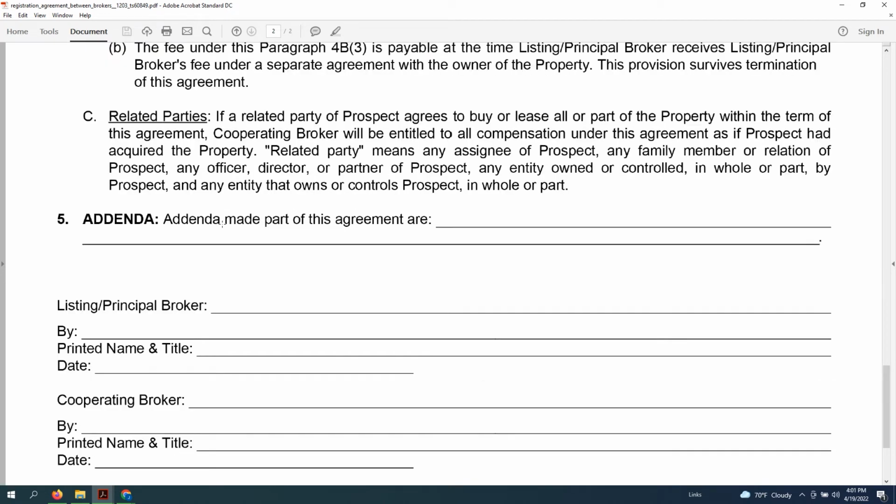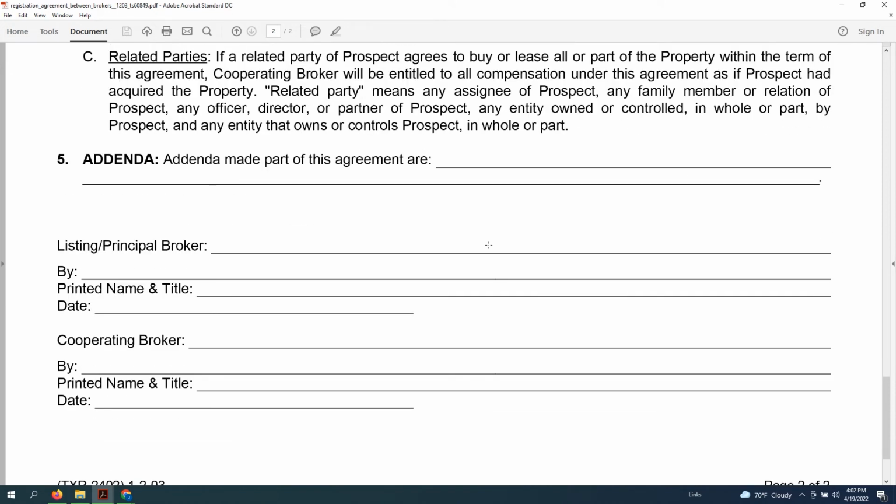Then the next section is for addenda. I don't have a good example of addenda to put on here. I can't think offhand of anything that we've added to this agreement. So I'm not much help there on section 5.